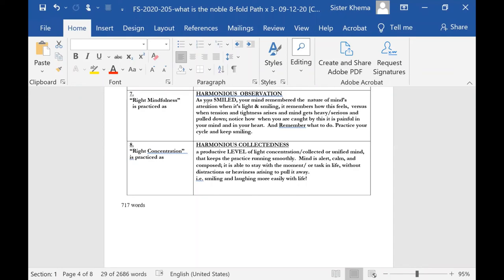So this one now, the next one is the right mindfulness. Did we do this one, or we have to do this one, right? Right mindfulness. This is number 7, harmonious observation. And our observation is not just staying with one thing and trying to watch one thing. Our observation is of what's happening in that present time, in that spot, in that present time. Okay, that's what you're trying to do.